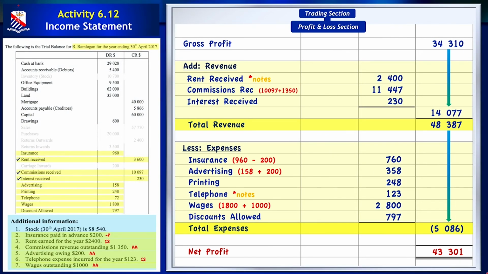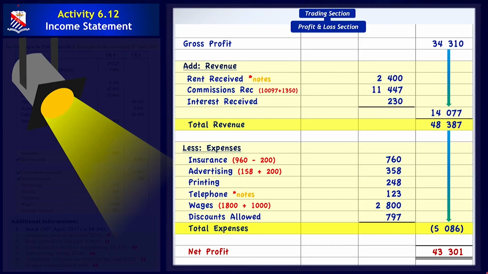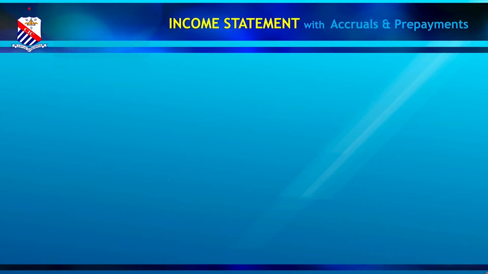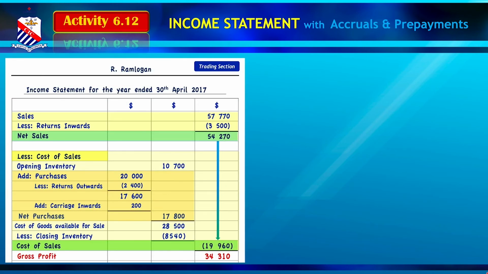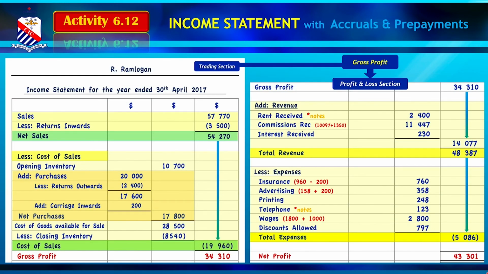Okay, so if you would notice what is left, all of the expenses and the revenue is gone. All we are left with are things for the balance sheet. So for 6.12, this is what your income statement would look like, both sections, where you have your trading section and you have your profit and loss section. Most importantly is your answer of 43,301 as your net profit.